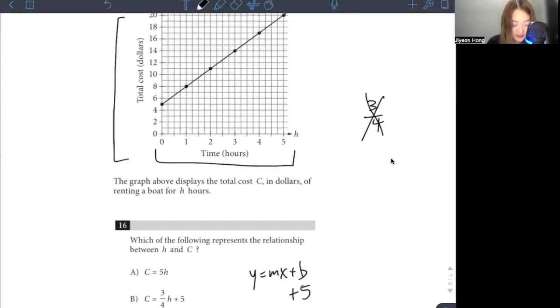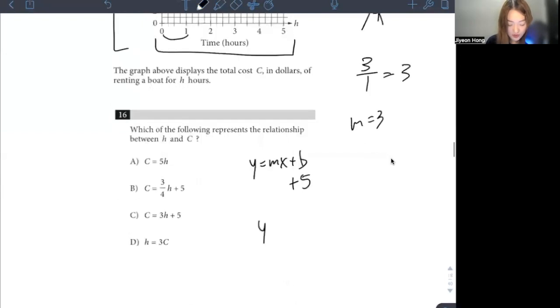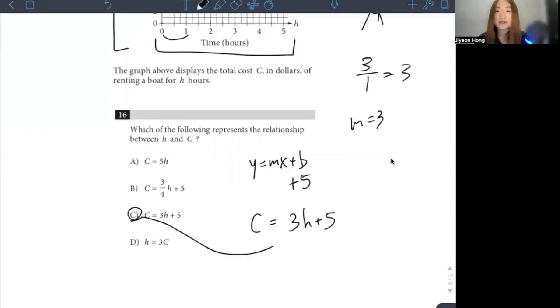And so in reality, the rise is 3, but the run is only 1, right? The difference between the two points each time is only an interval of 1. So the slope is actually 3 over 1, which is m equal to 3. And our equation should be not y, it should be C, sorry. C is equal to 3h plus 5, which is why C is the answer and B is the trap answer choice here.